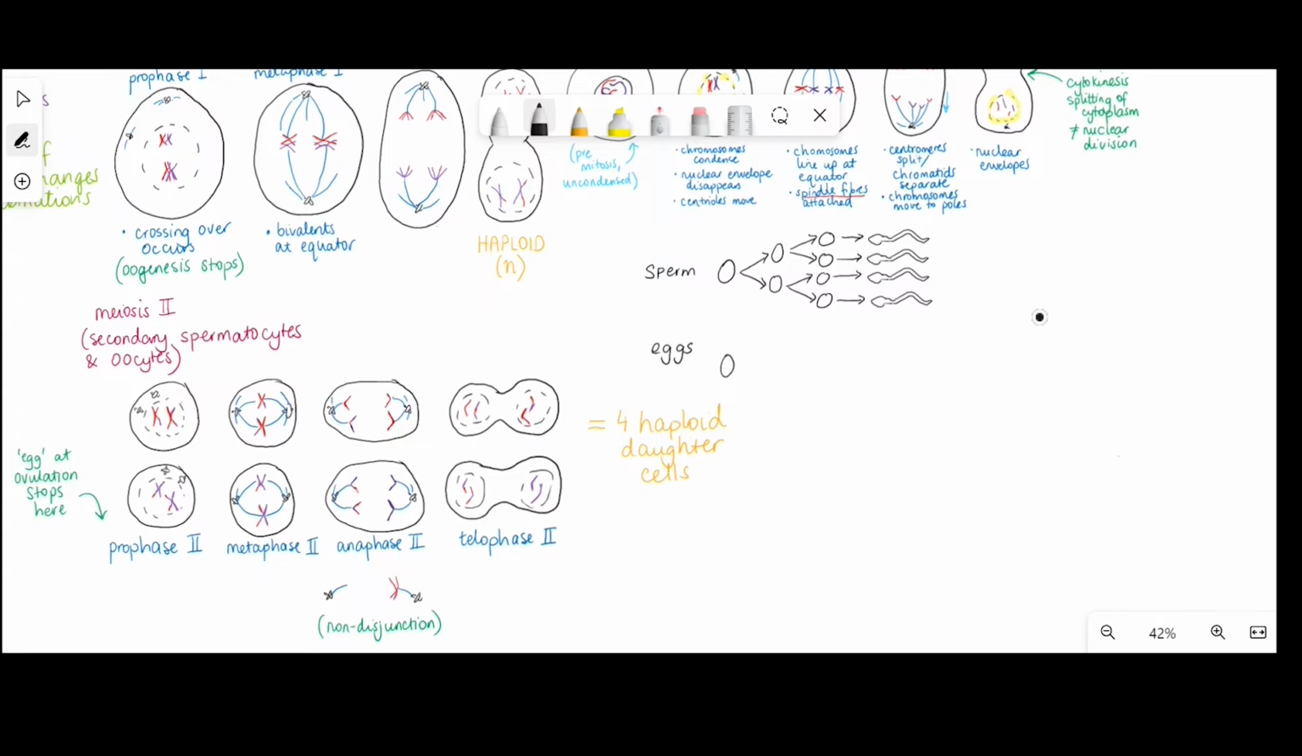With eggs, it's a bit of a different story. The ova have to be a lot larger because they're going to contain the bulk of the cytoplasm and organelles for the new zygote after fertilization has happened. So the division of cytokinesis is quite uneven, and the remaining small cells are called polar bodies instead. So we only get one ovum from a parent cell in oogenesis.